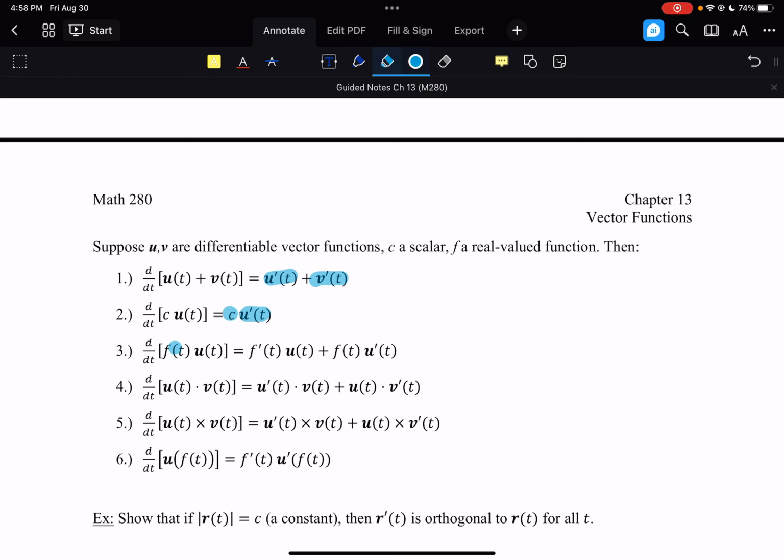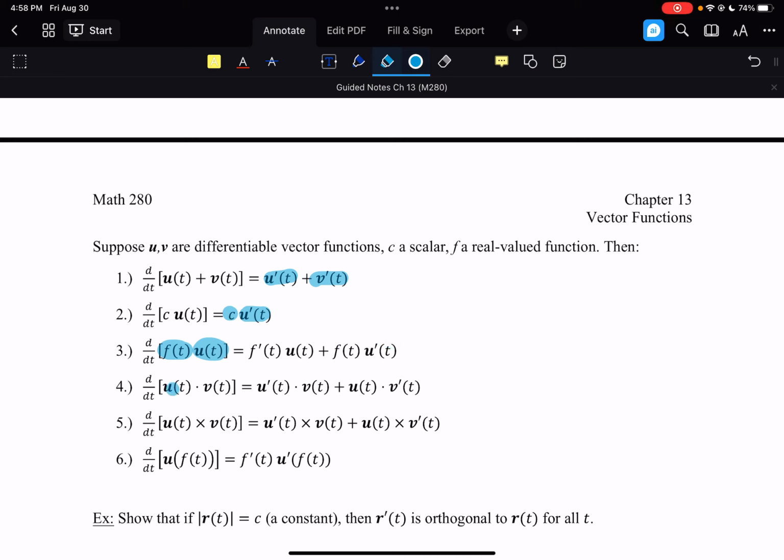If we have f of t times u of t, so this is where f of t is a scalar function and u of t is a vector function. Because if we're multiplying vectors together, then it would have to be either a dot product or a cross product. So we have a scalar function times a vector function, and we employ a similar version of the product rule, where we have the derivative of the first times the second plus the derivative of the second times the first.